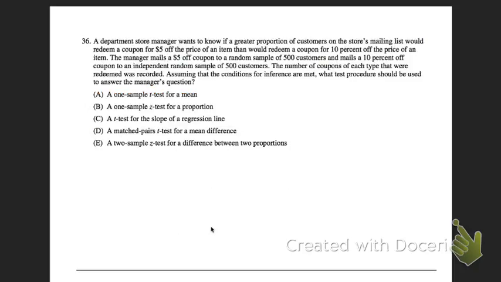So this is just deciding what kind of test it is. Let's highlight some key phrases. How many multiple choice do you think are going to be on there to ask what type of test? Like 1 or 2. So the first word I see is proportion. So which ones can I get rid of? Mean, t-test, t-test. So now I have B and E.